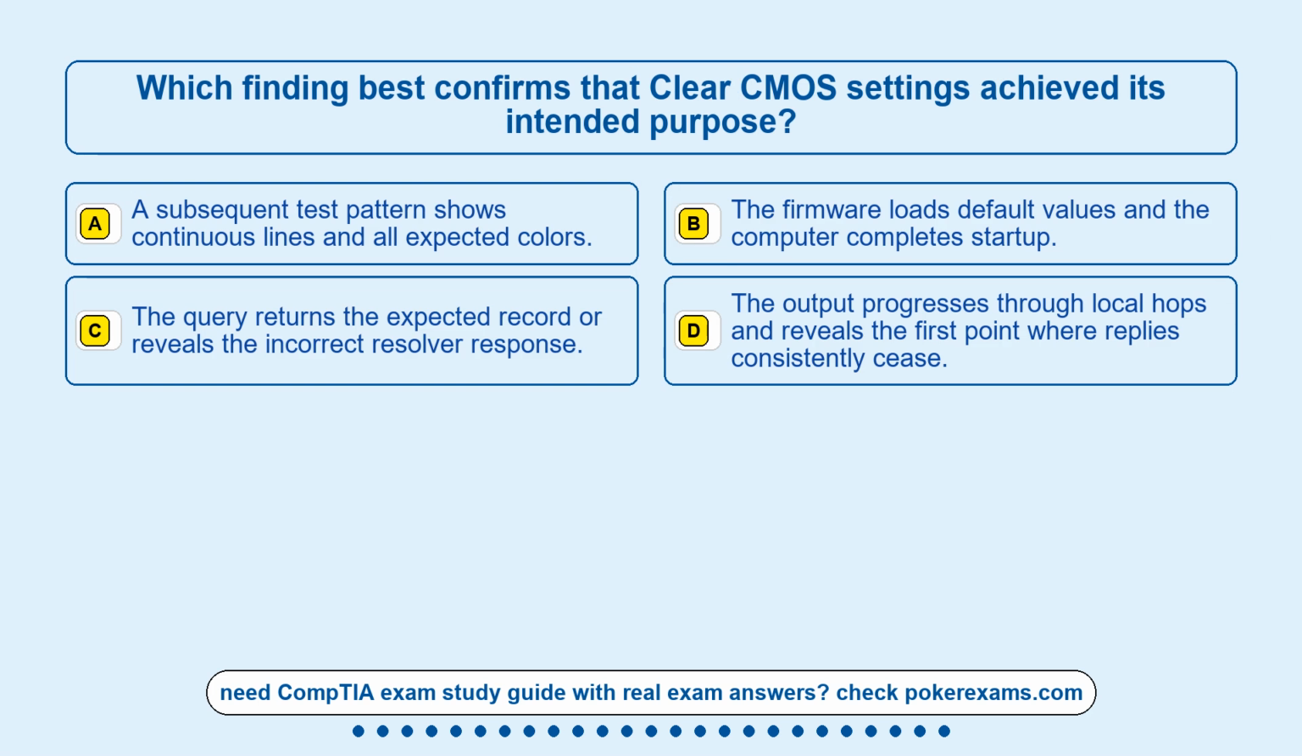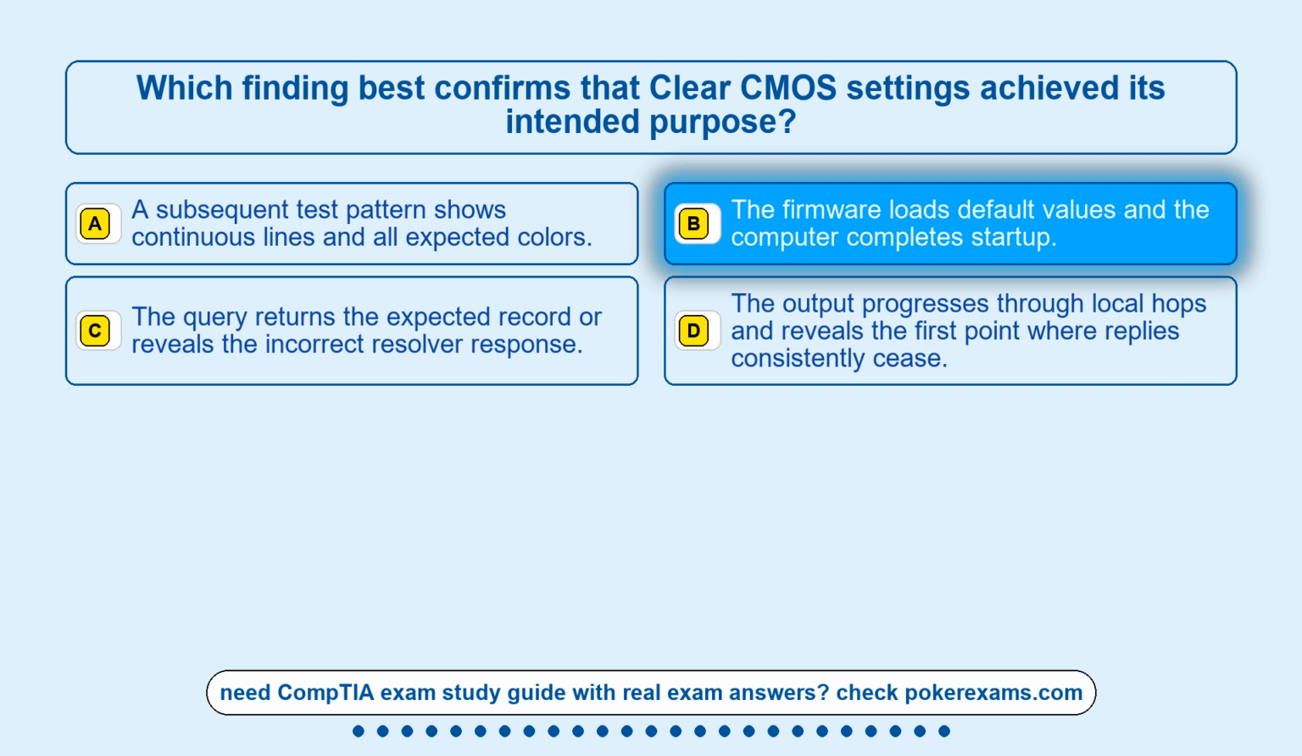Question 8. Which finding best confirms that Clear CMOS settings achieved its intended purpose? Option A. A subsequent test pattern shows continuous lines and all expected colors. Option B. The firmware loads default values and the computer completes startup. Option C. The query returns the expected record or reveals the incorrect resolver response. Option D. The output progresses through local hops and reveals the first point where replies consistently cease.